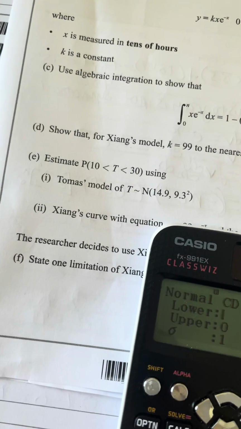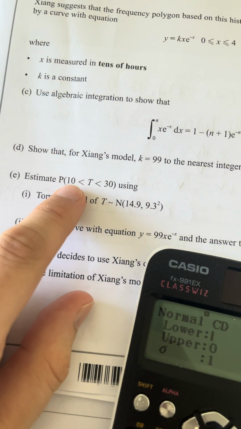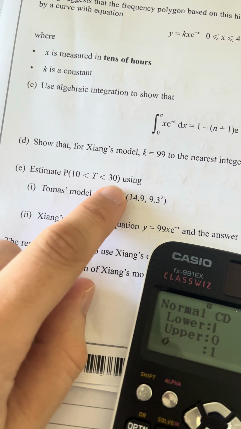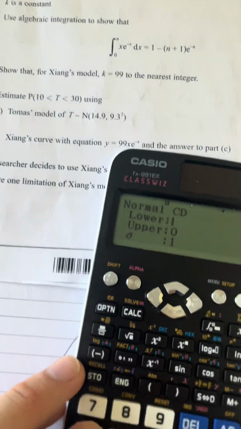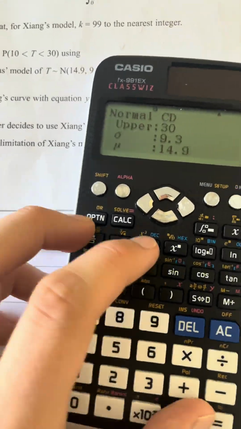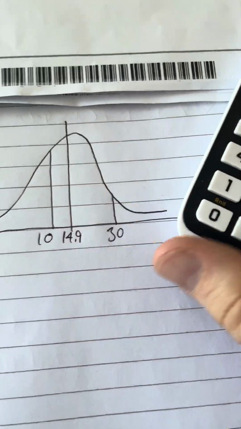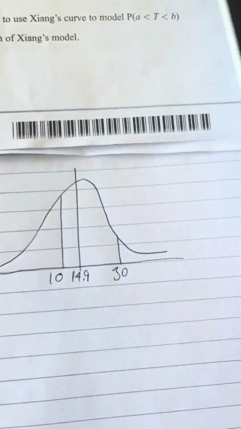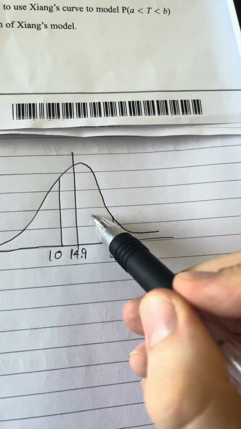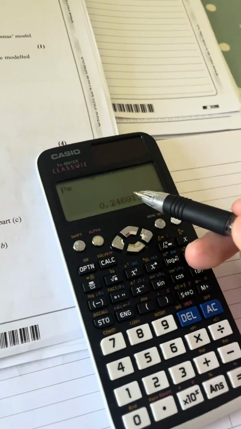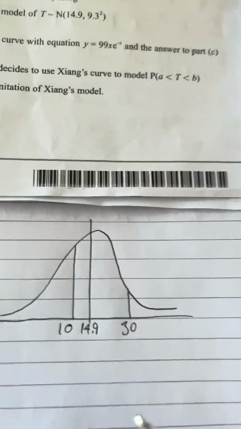For this question, we need to find between 10 and 30 for this normal distribution. So let's put that in. So this should have given us the answer. If we look at the graph, this is way more than 0.24, right? Like, this isn't much at all. So how would you do that?